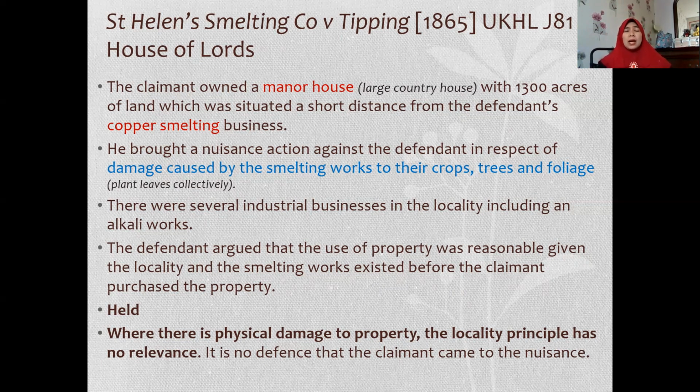So the court held that, this is the observation or judgment by the court here, where there is physical damage, obviously like this case, damage caused to the crops, trees and foliage. So where there is physical damage to property, locality principle has no relevance. We're not going to look whether other business, other industrial exists or not, okay, because it creates physical damage, which is so obvious. And then also, it is no defense that claimant came to the nuisance. That's not a good ground for defending the case of nuisance. It doesn't matter, okay? So long as you own the land, you have the rights to enjoy the land, then it doesn't matter whether you come first or you come later.